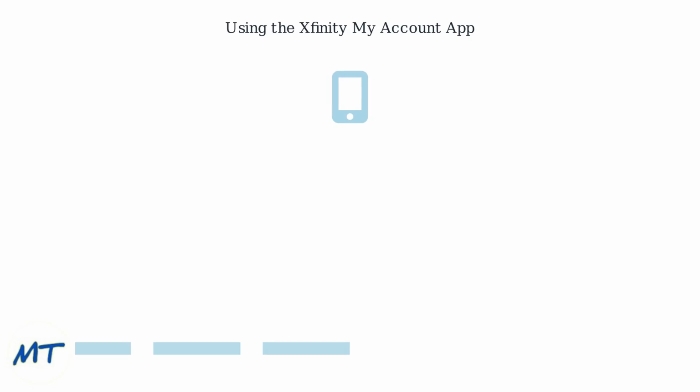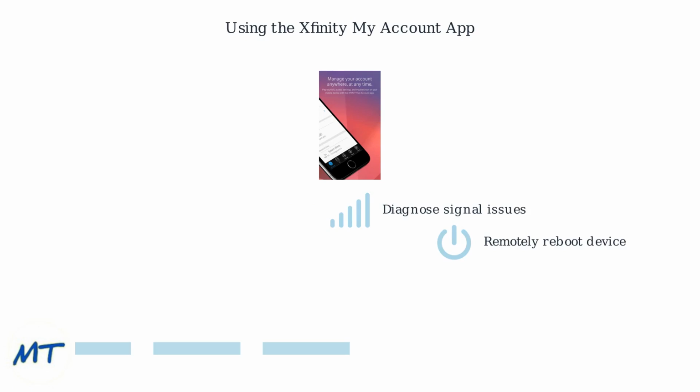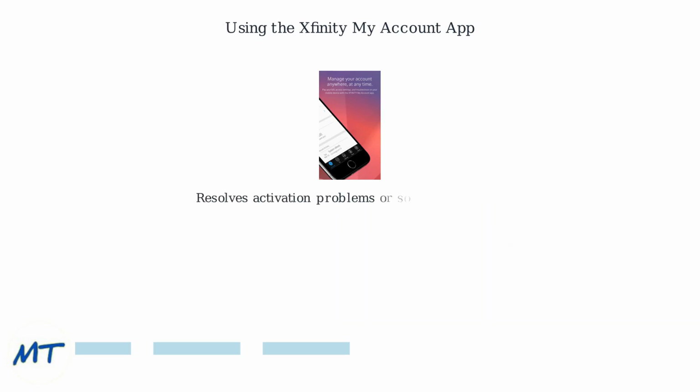Download and open the Xfinity My Account app on your smartphone. Log in, select your DVR, and run a system refresh. The app can also diagnose signal issues and remotely reboot your device. This often resolves activation problems or software glitches.